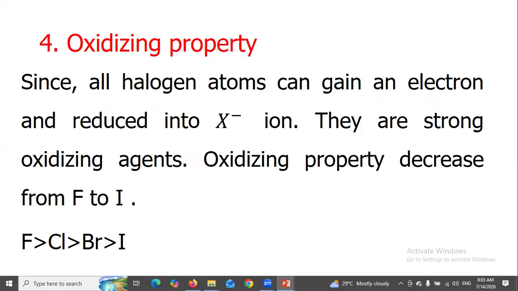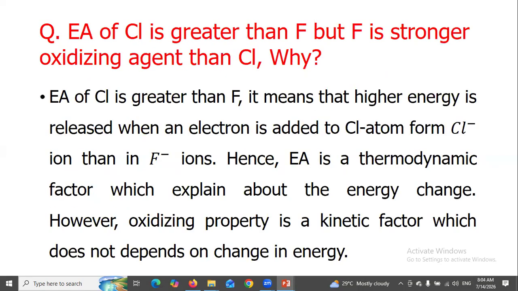Oxidizing property. Since all halogen atoms can gain an electron and reduce into a halide ion, they are strong oxidizing agents. Oxidizing property decreases from fluorine to iodine in this series. Electron affinity of chlorine is greater than fluorine, but fluorine is a stronger oxidizing agent than chlorine. Why?